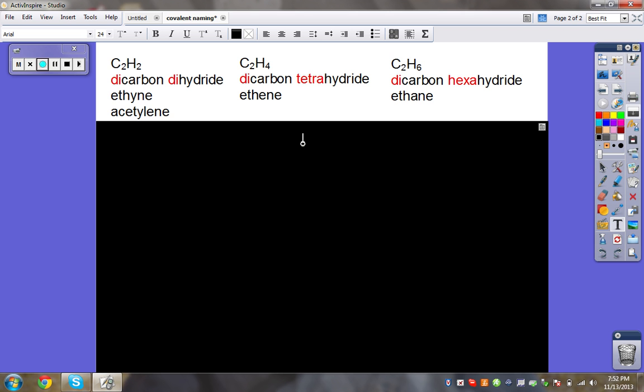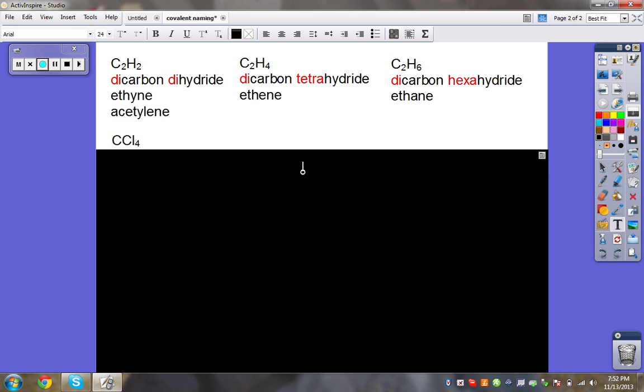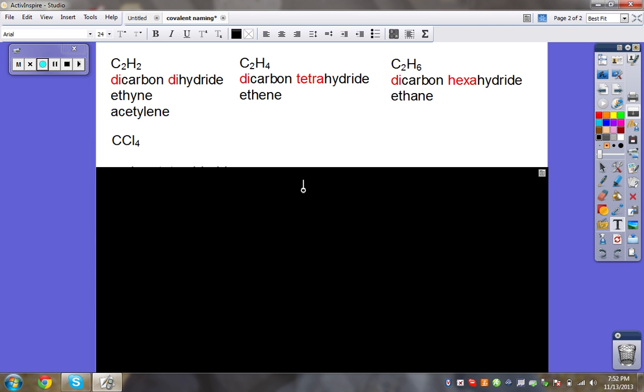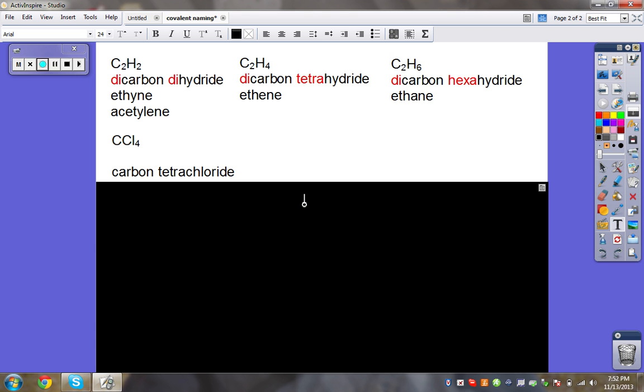And so these things all work together, and then you can figure out what the structure is of those molecules. All right, so we're going to do some examples. Go ahead and name CCl4. Pause the video, name it, and then check your work. For CCl4, you should have gotten carbon tetrachloride. Because it's 1 carbon, we rarely use mono on the first element, and then 4 chlorines.